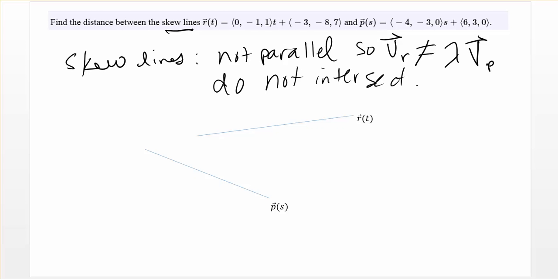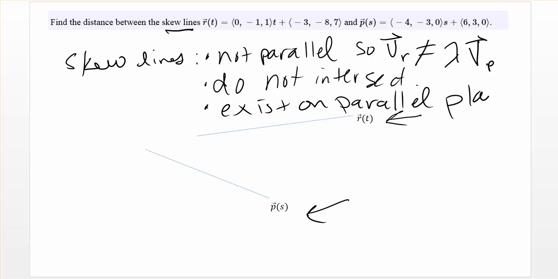So based on this, we then know that the line r of t, which I have drawn just as some generic line, and some line p of s, are not parallel and don't intersect, so they must exist on parallel planes. Let me draw an E-S in there. There we go. So what does that mean?